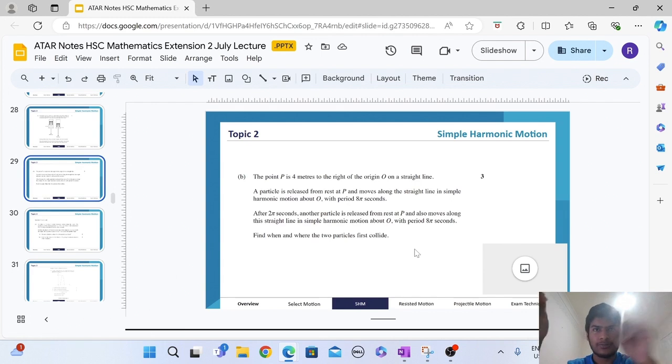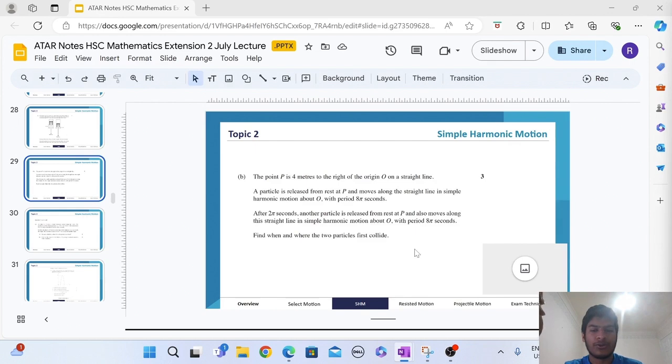So you've got two particles, an identical setup, so again, a spring and block system, identical spring, identical block, and they're in simple harmonic motion. The only thing that's different about them is that they're released at different times. We're asked to find when the two particles collide and where.